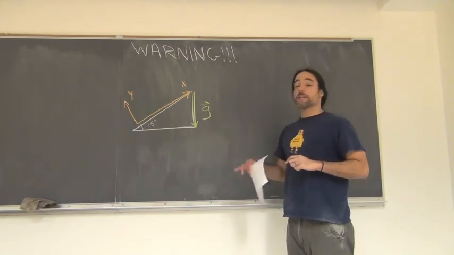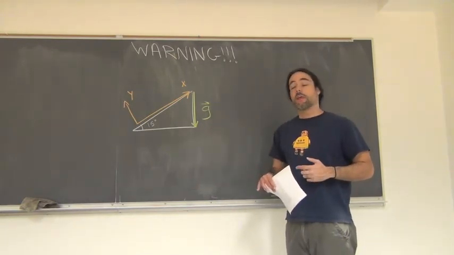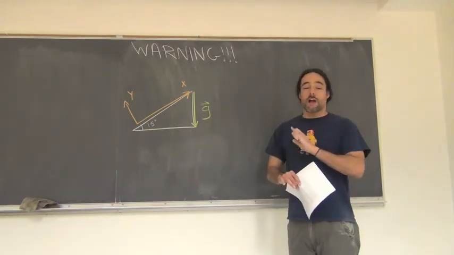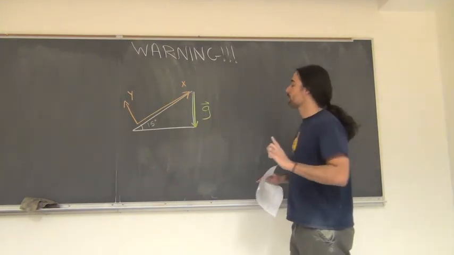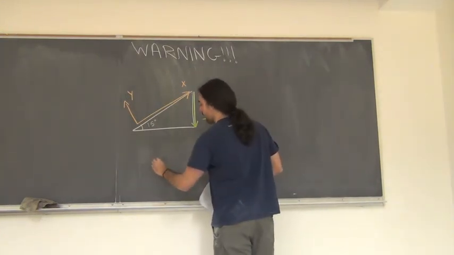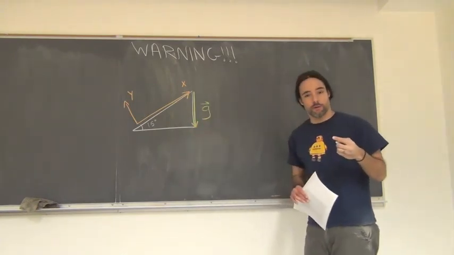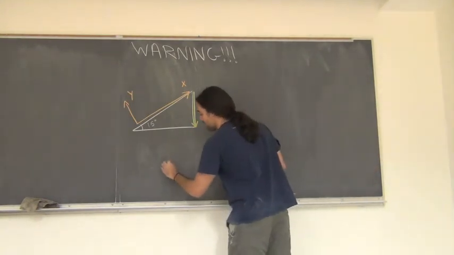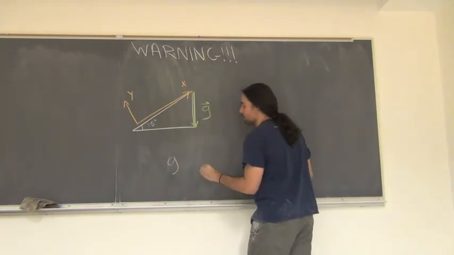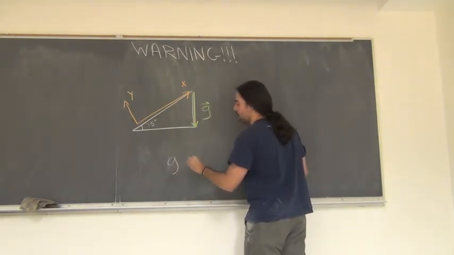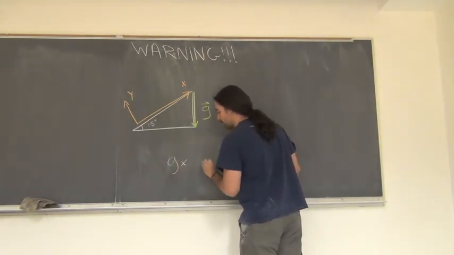Well, now you have to break your g into components. Let's say you've drawn your triangle this way. Well, in this case, we would look at G, we would want to find the x component of it. We want to find Gx.